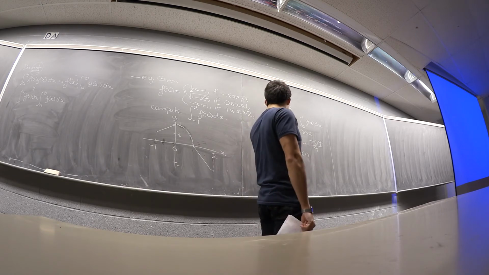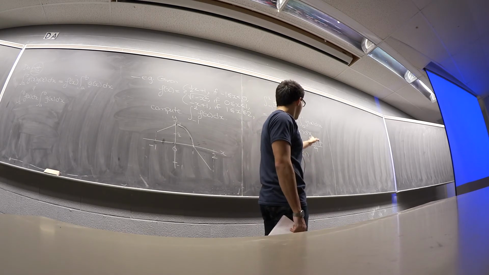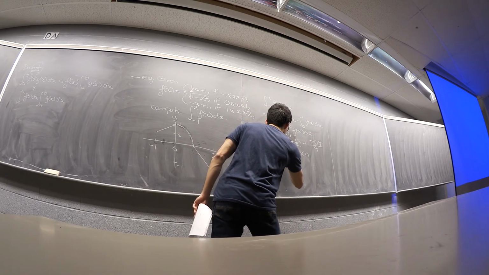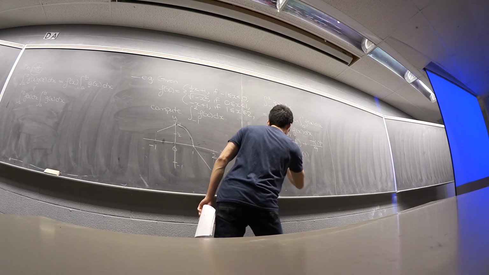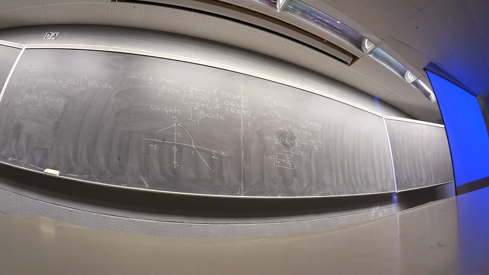This is 3/2, so this whole thing is 3/4. 3/4 minus a half is 1/4. 1/4 plus pi quarters. 1/4 plus pi over 4. Okay, questions?